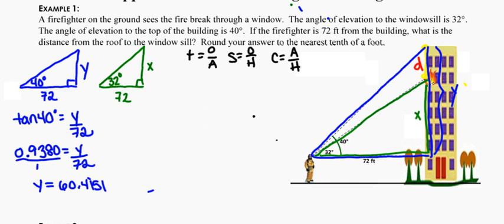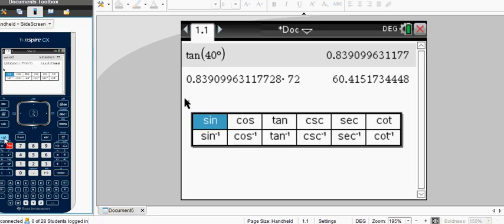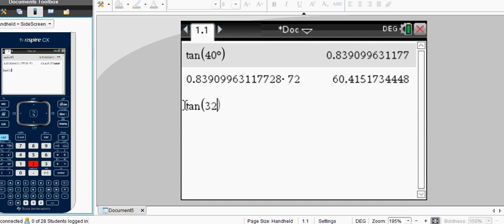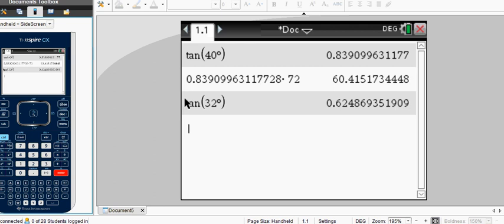Remember that y represented this vertical distance of that blue triangle here, or the distance from the firefighter's line of sight all the way up to the top of the building. Now I'm going to go ahead and do the exact same process, but this time for the green triangle. So the tangent of 32 degrees is equal to x over 72. And in my calculator, I'm going to determine the value of tangent of 32 degrees. So 0.6248.